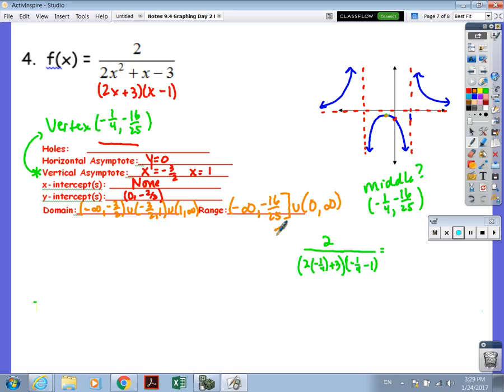So what's the takeaway? If you have a gap due to a vertex, expect to see a hard bracket in your range. Good luck!